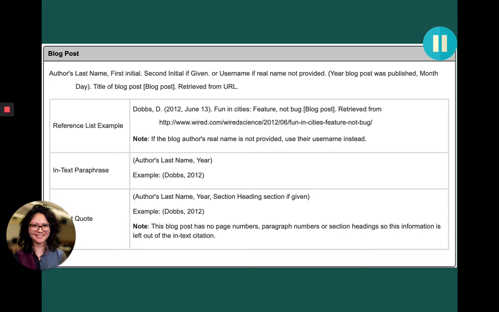Now lastly, in addition to in-text citations for your journal entries, which are considered blog posts, you will have to create a reference citation for each journal entry. So that's 3 references in total. Now, if you're not sure how to create your reference citations, please refer to this Seneca website that George Brown College Library Learning Commons links to.